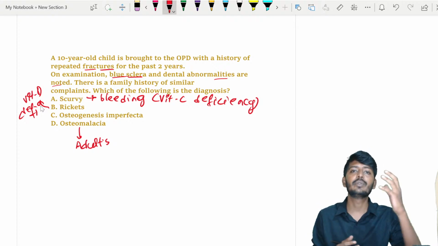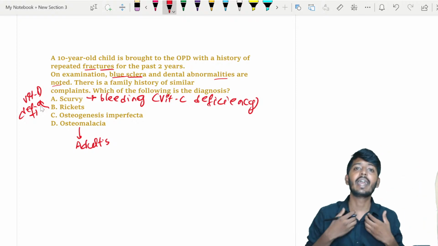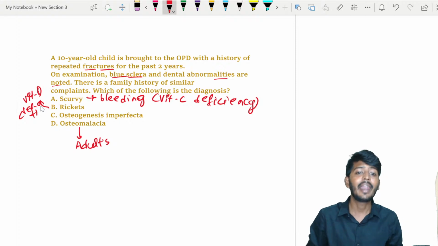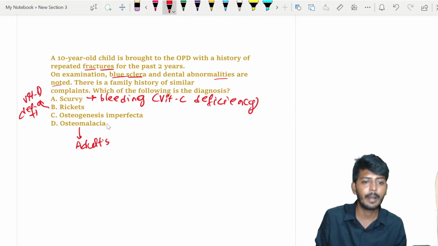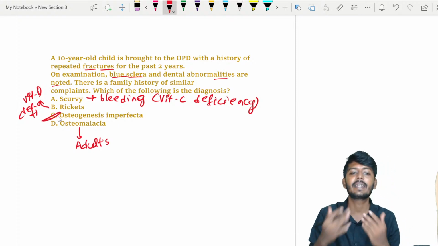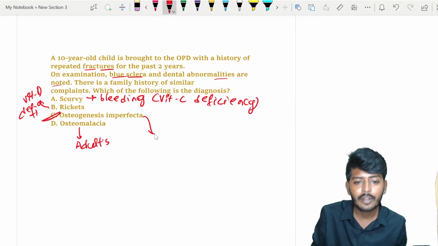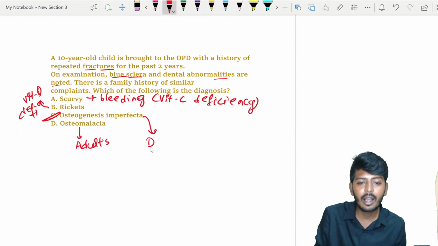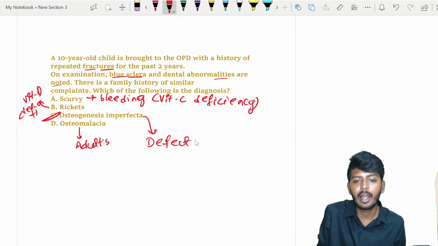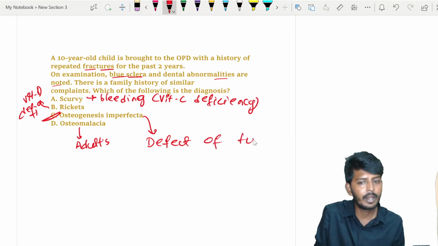So craniotabes will be there, frontal skull bossing, rachitic rosary, and bowing of the bones will be there. None of them are there. Blue color sclera along with this. So the answer, you are absolutely correct, osteogenesis imperfecta. They can ask you again a question. Osteogenesis imperfecta occurs because of what? It is a defect of which collagen? Defect of type 1 collagen.